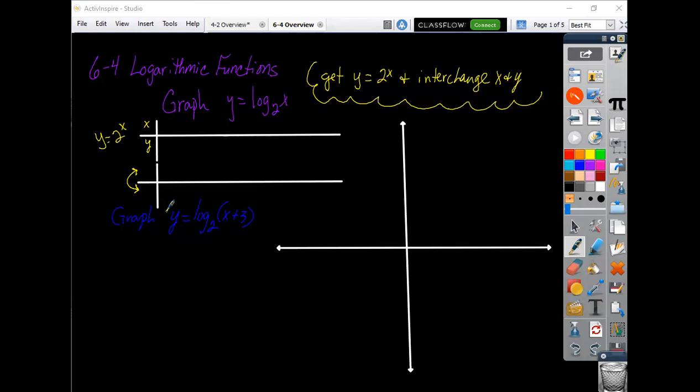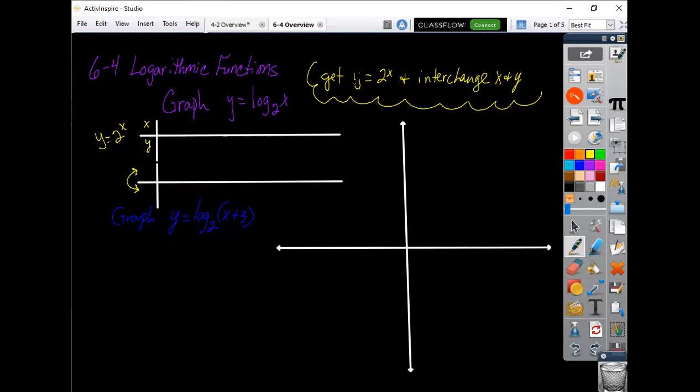Okay, more on logarithm functions in lesson 6-4. So first we're asked to graph, well, what does the graph of log base 2 look like? And so if we're first looking at log base 2 here, we might remember that log base 2 would be the inverse function of 2 to the x.